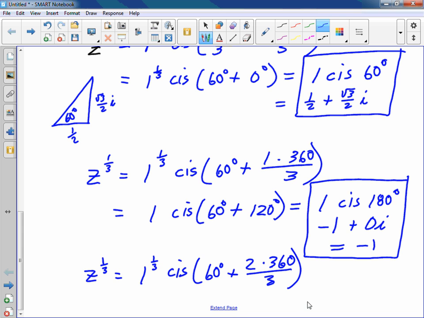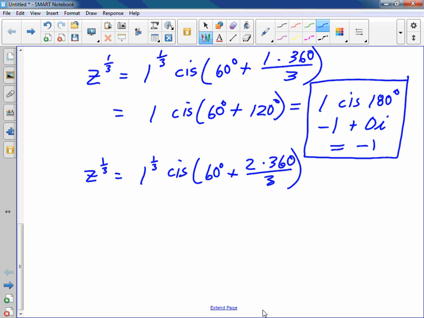Okay, so then we have, once again, 1 cis 60 plus, let me see what's that, 240. And so we have equals 1 cis 300 degrees.